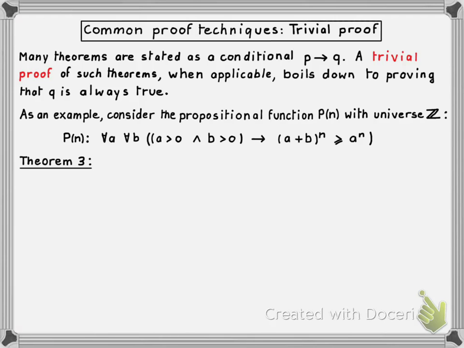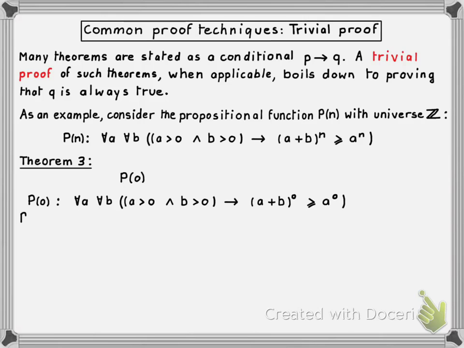So we're not going to try to prove P of n since P of n is not a proposition. But as our third theorem in this lecture, we're going to prove that P of 0, which is a proposition, is true. So to make sure we agree on what P of 0 stands for, it's obtained by plugging in the value 0 for n in the definition of P of n. So P of 0 states that for all A, for all B, if A is greater than 0 and B is greater than 0, then A plus B power 0 is greater than or equal to A power 0.